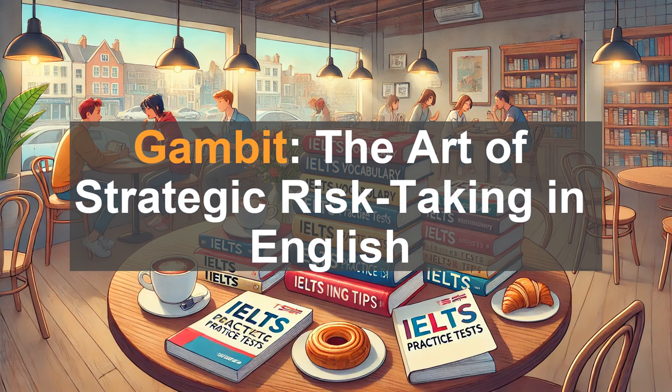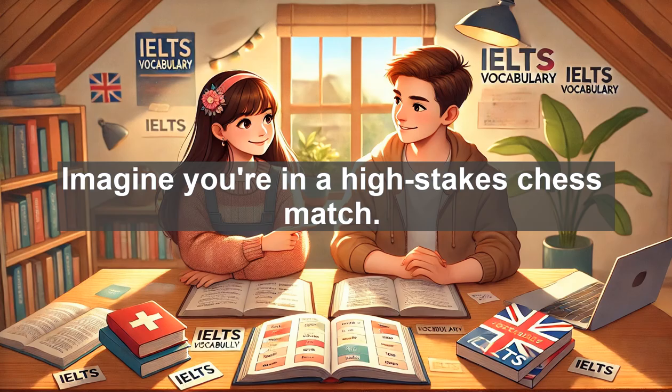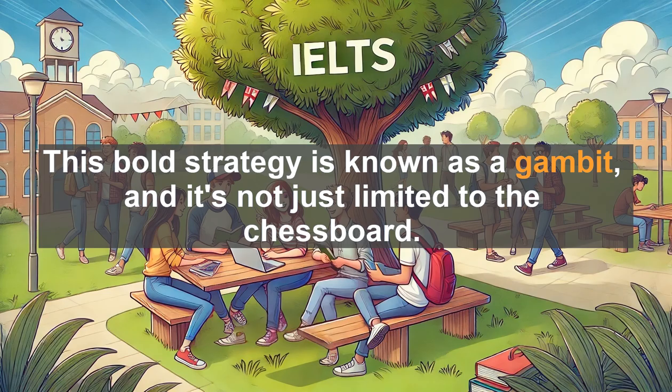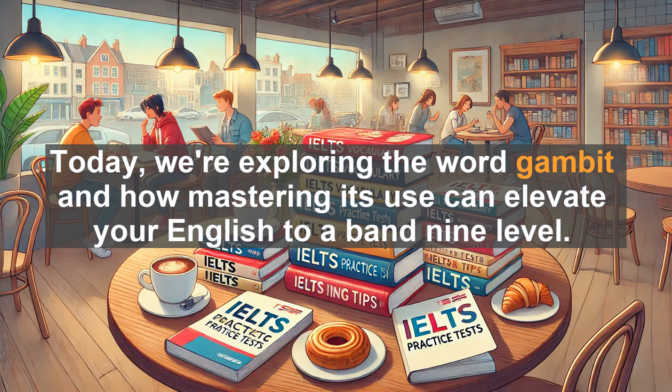Gambit, the art of strategic risk-taking in English. Imagine you're in a high-stakes chess match. Your opponent makes an unexpected move, sacrificing a piece early in the game. This bold strategy is known as a gambit, and it's not just limited to the chessboard. Today, we're exploring the word gambit and how mastering its use can elevate your English to a Band 9 level.